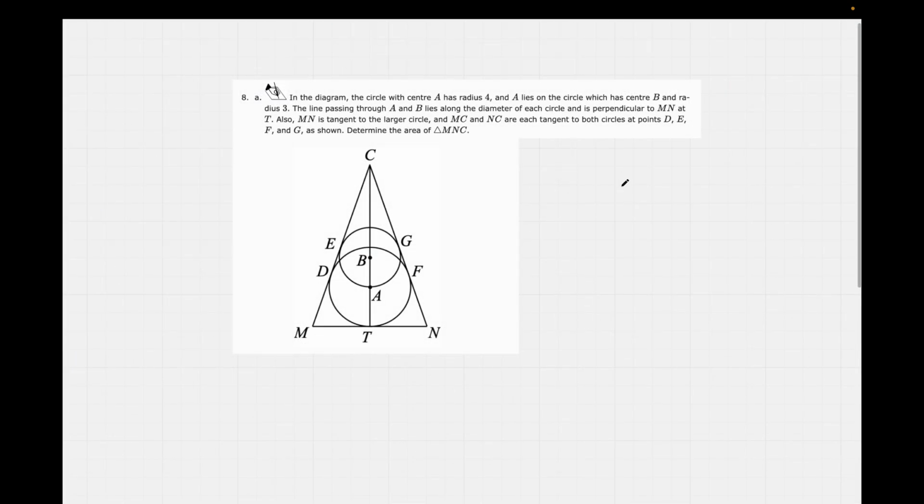Okay, so let's move on to question 8 then. So you're given a diagram where there's a circle with center A with radius 4, and that A lies on another circle with center B with radius 3, and that there's a line passing through A and B that's perpendicular to MN at point T, and MN is also tangent to the larger circle with radius 4, and that MC and NC are each tangent to both circles at points D, E, F, G as shown. So we want the area of MNC.